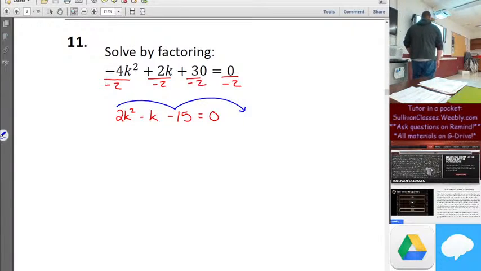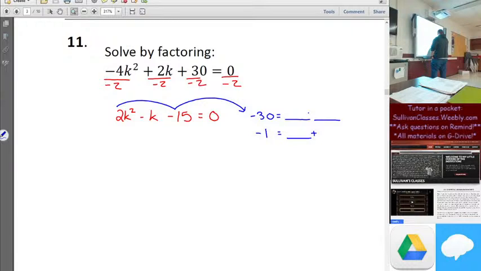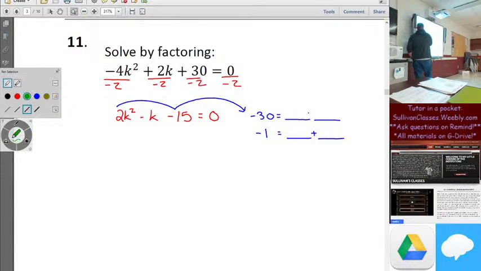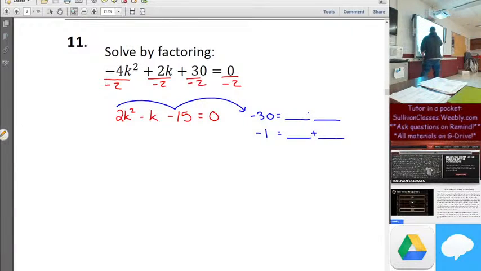But anyway. AC method says you take A times C, get negative 30. So what multiplies together to make negative 30, but adds together to make B? Negative 6, positive 5. So I'll split this. AC method is also called factoring by grouping.